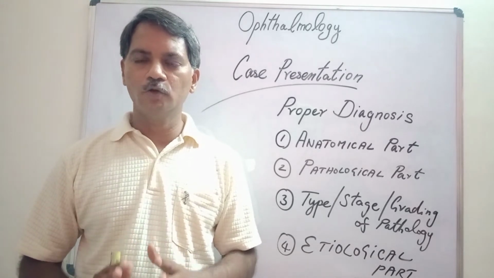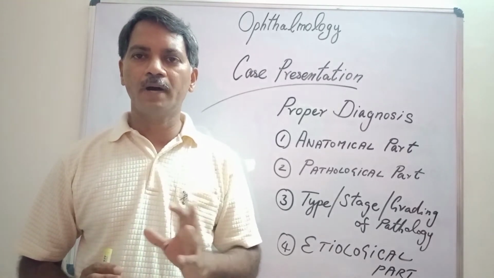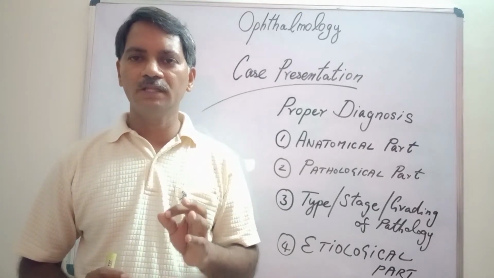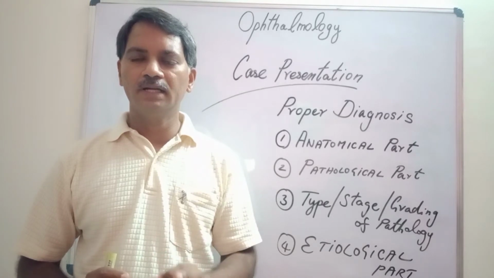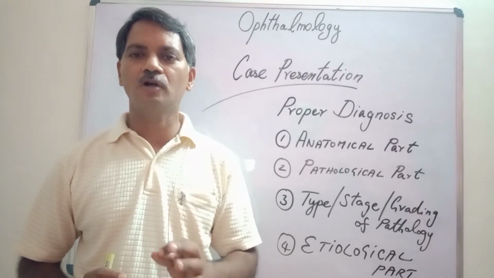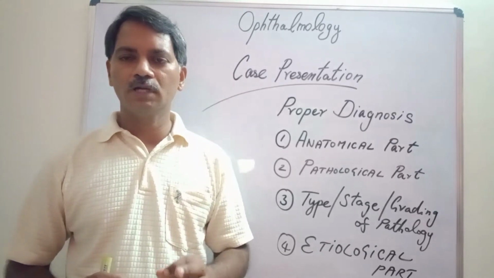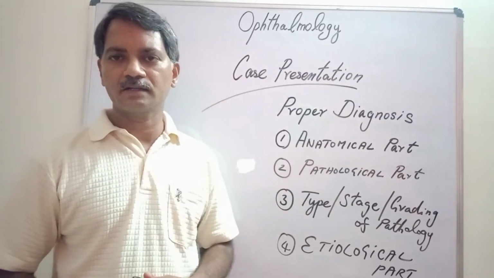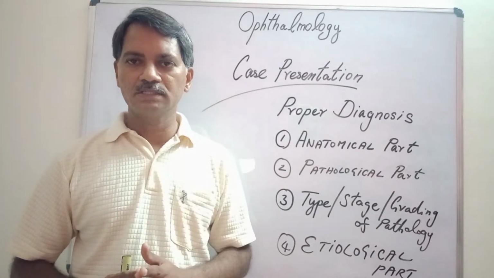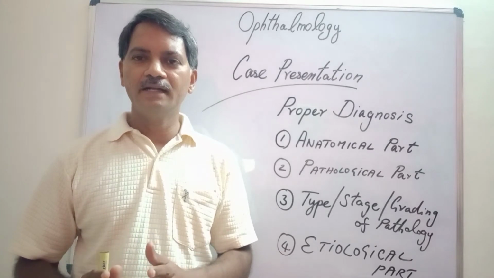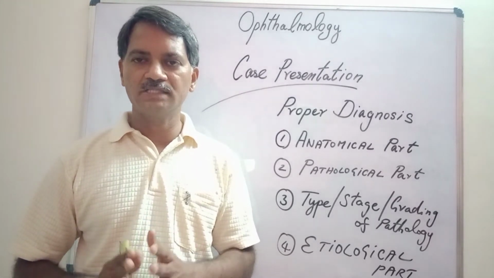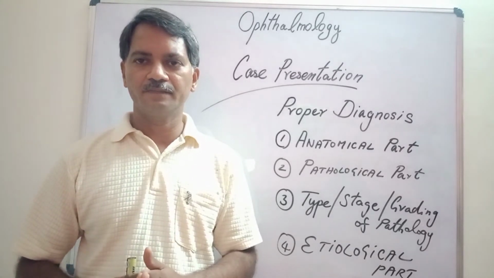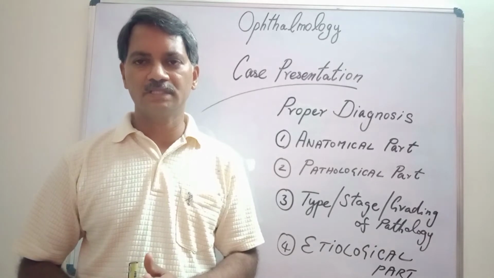A proper diagnosis should include 4 parts. These are very, very essential. If you don't have all the 4 parts, your diagnosis is incomplete and it is not accurate. Let us see what those 4 parts are. A diagnosis should have an anatomical part. Anatomical part means it should indicate which organ of the body is affected, and in that particular organ which portion is affected. It has to be very accurate and precise.